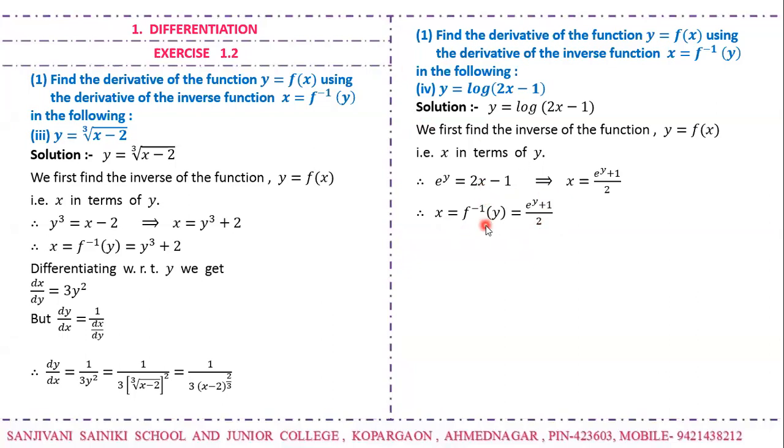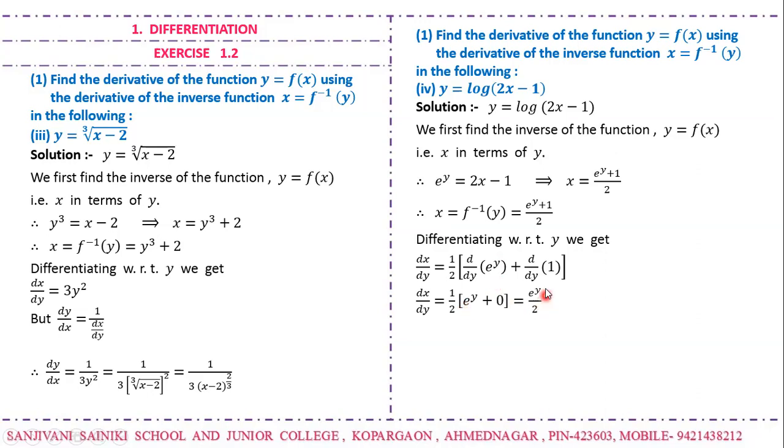Now differentiate this function with respect to y. We get dx by dy is equal to, this 1 upon 2 is a constant, so we can take it outside the derivative. Then d by dy of the first function e raised to y plus d by dy of 1. So derivative of 1 is 0, and derivative of e raised to y with respect to y is e raised to y. So we get e raised to y upon 2. This is our dx upon dy.